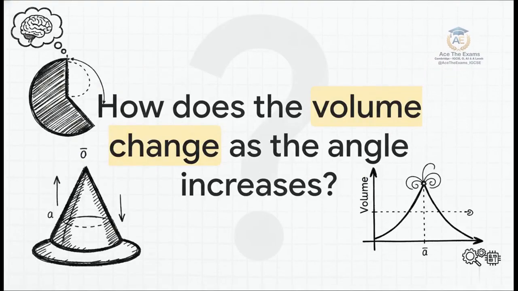So I want you to imagine that graph forming in your mind's eye right now. How exactly does the volume change as that angle theta increases? It doesn't just go up in a straight line forever. It creates a fascinating sweeping curve. Think about the physical paper.